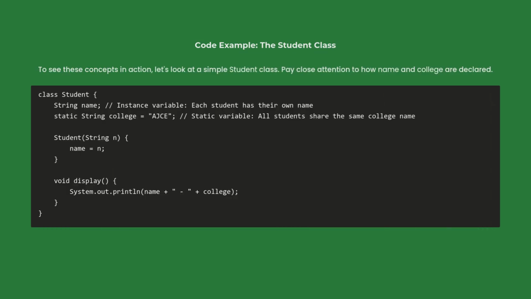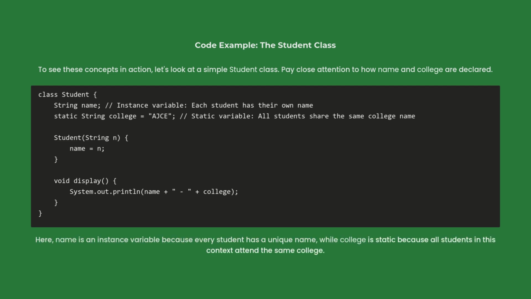Code example, the Student class. To see these concepts in action, let's look at a simple Student class. Pay close attention to how name and college are declared. Here, name is an instance variable, because every student has a unique name, while college is static, because all students in this context attend the same college.